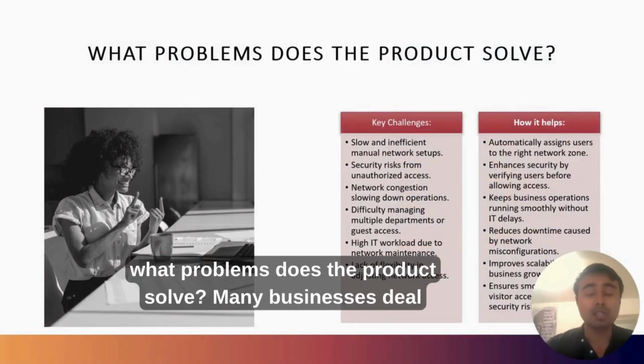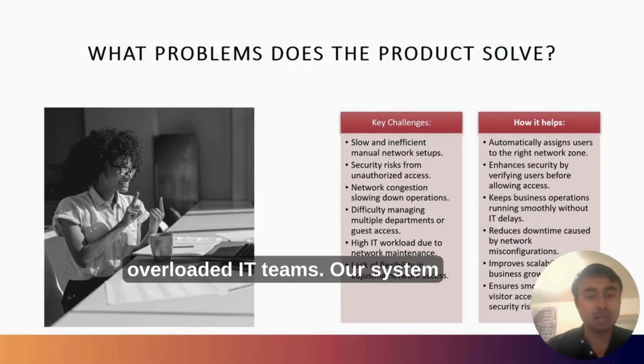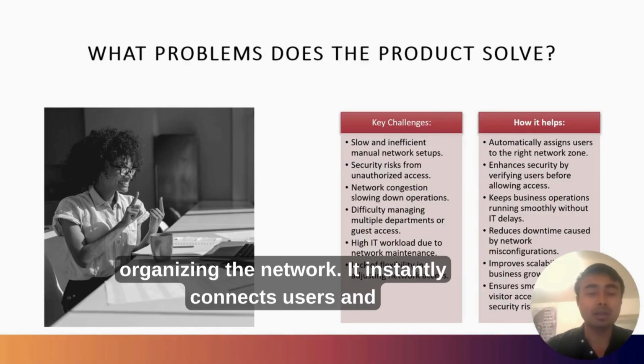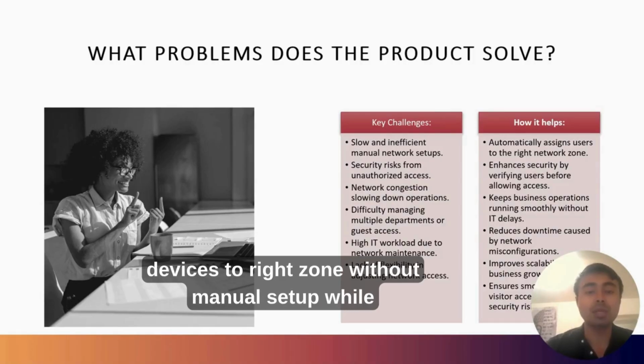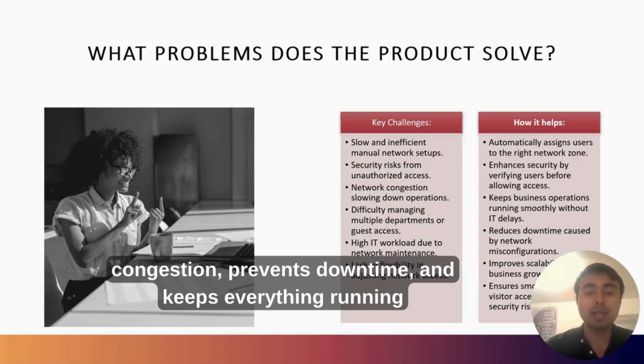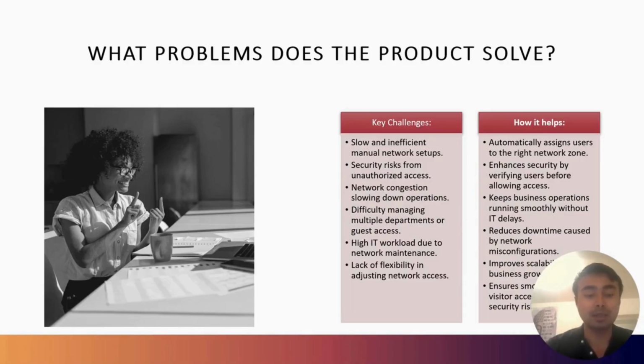Now, what problems does the product solve? Many businesses deal with slow networks, security risk, and overloaded IT teams. Our system solves these problems by automatically organizing the network. It instantly connects users and devices to the right zone without manual setup while blocking unauthorized access. This system reduces network congestion, prevents downtime, and keeps everything running smoothly. It also handles guest access securely.